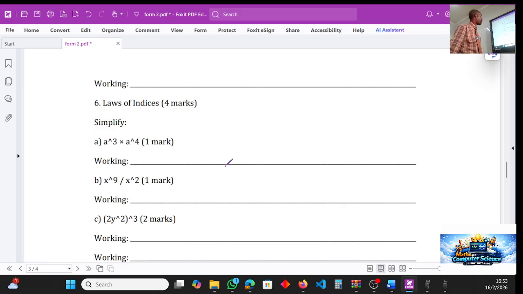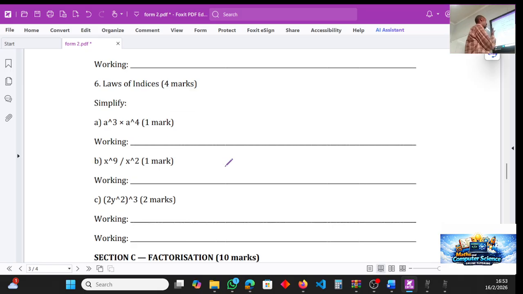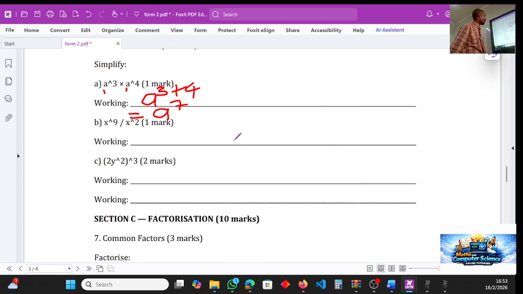Right, then next we are still on laws of indices. What we are given here is a problem which needs the first law, which says if our base is the same and we are multiplying, this simplifies to a sum of the exponents. So this will equal a to the power 7. Then the next problem, we have division where the base is the same. The second law says we take the common base x, then we look at the difference of the exponents. So this will simplify again to x to the power 7.